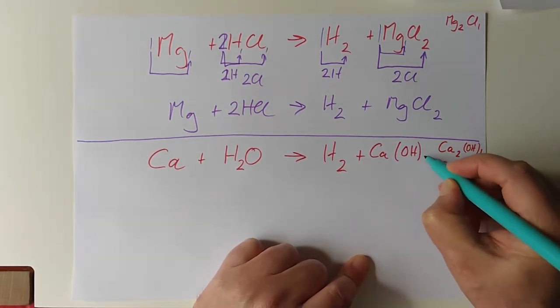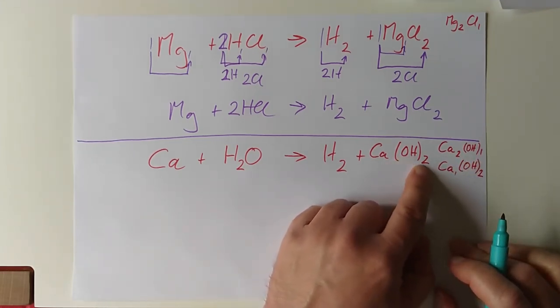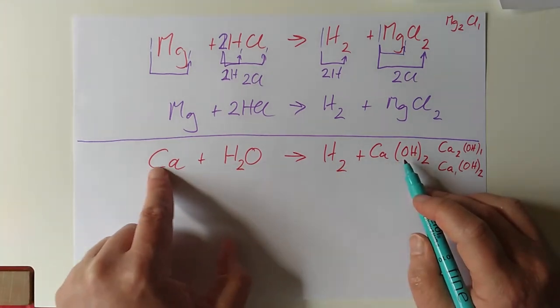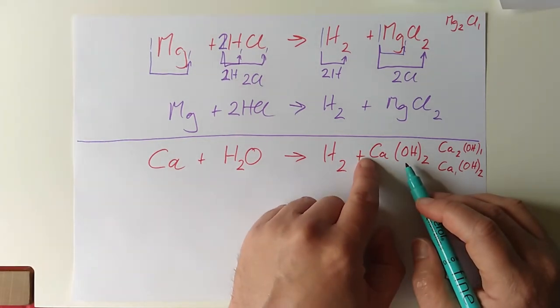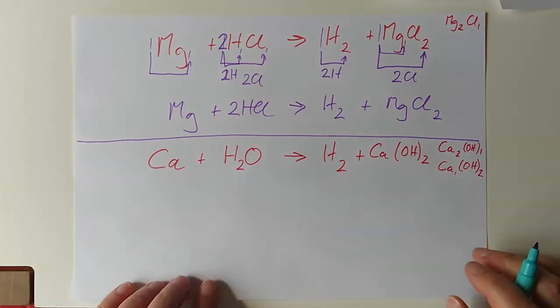Ca(OH)2. Now that 2 is outside the brackets, which means we have 2 oxygens and 2 hydrogens. I'm not going to put the ghost 1s in here because it's going to start getting really complex. Please remember where you see nothing written there, there is a 1. Let's do our multiplier and see how everything checks out.